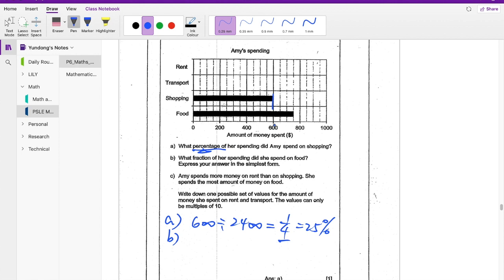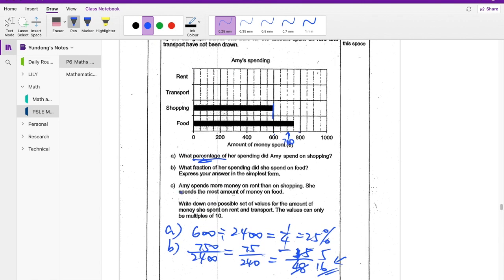For B, we need to calculate the fraction spent on food. So here 600, 800. So this one is 700. So this is 750. So the fraction is 750 over 2,400, right? To simplify, divide by 10, 75 over 240. Then we divide by 5, 15 over 48. Then we can divide by 3, which gives 5 over 16, right? This is the simplest form.